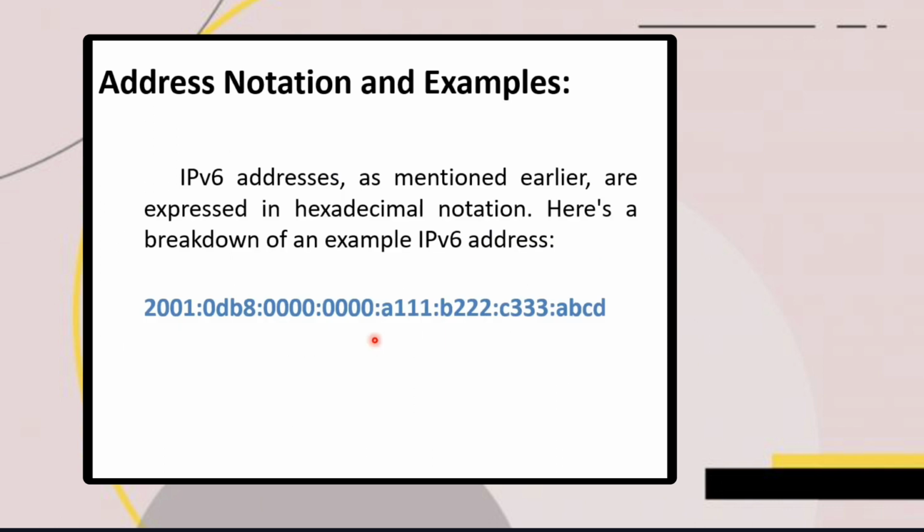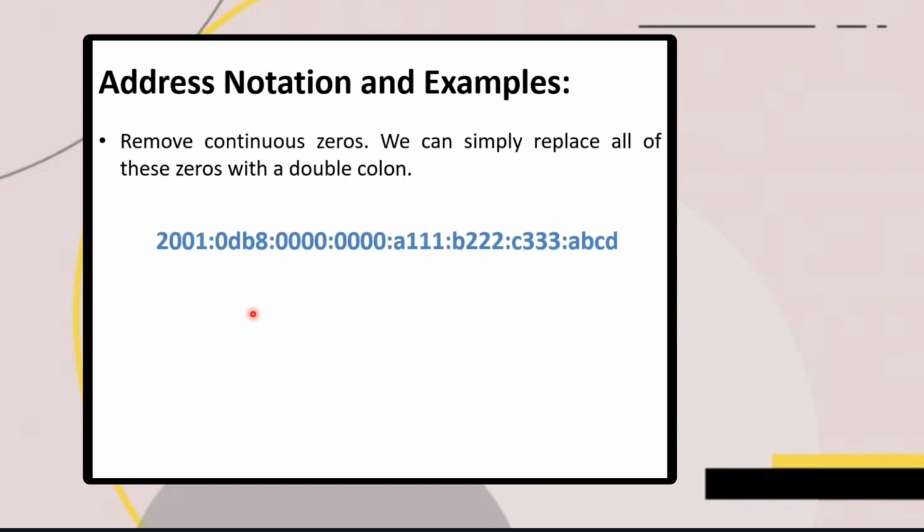Address notation and examples. IPv6 addresses, as mentioned earlier, are expressed in hexadecimal notation. Here's a breakdown of an example IPv6 address. Remove continuous zeros and simply replace all the zeros with a double colon.